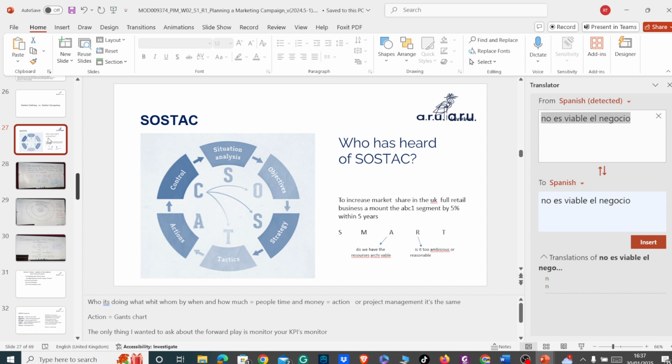The objective is the easy part, because with objectives you just write down bullet points. You remember I wrote something for you: to increase market share in the ABC1 segment by 5% within 5 years. That's the objective. You just have to learn how to write objectives and keep them smart. Strategy is a whole new ballgame. Let's see what else is on the slides anyway.